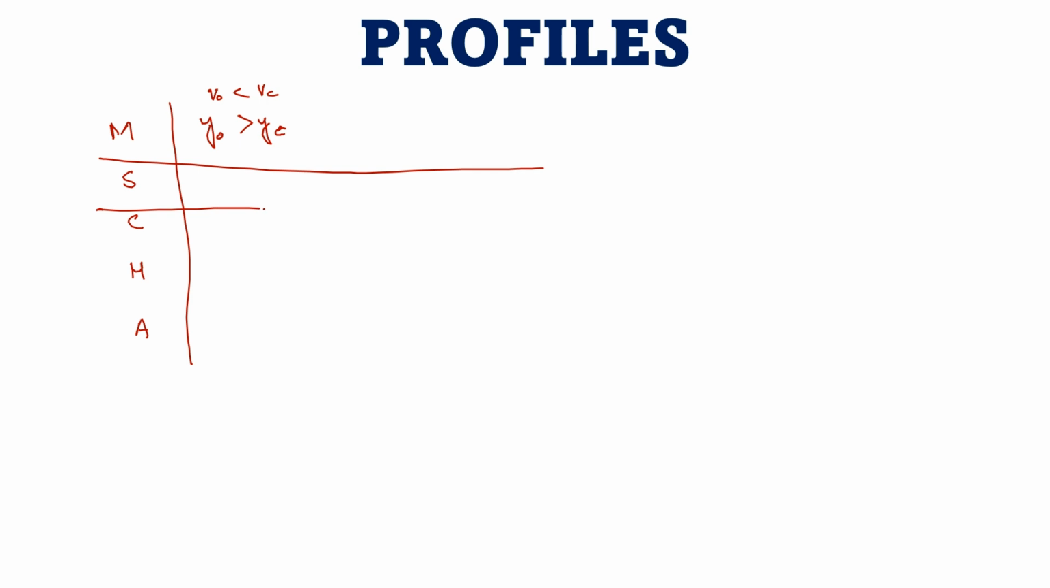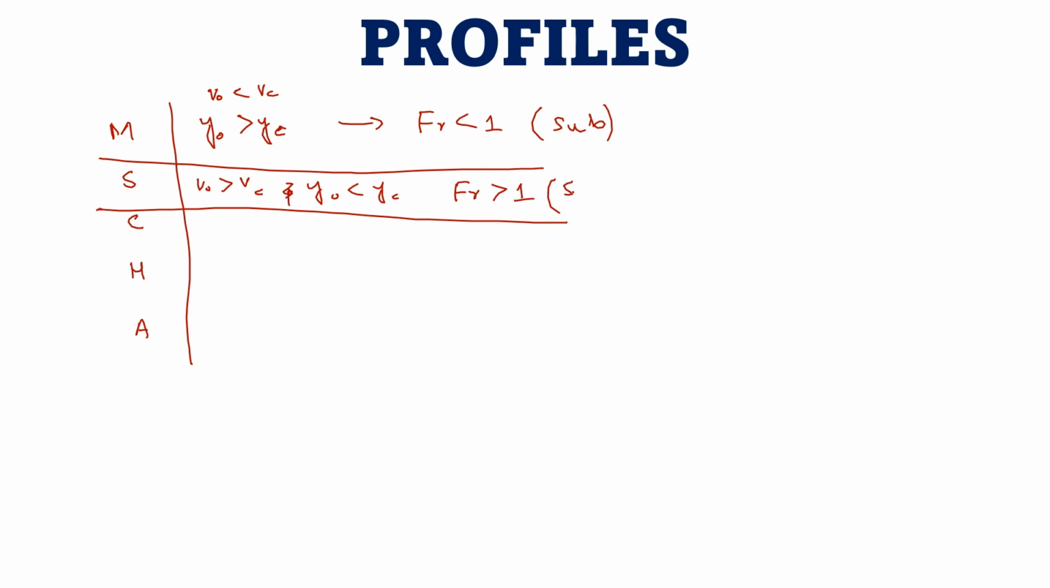In steep slope case, the case becomes reverse as of mild slope. V naught becomes greater than Vc, but Y naught becomes less than Yc. So what will happen? Froude number will be greater than 1, but in the mild case, Froude number will be less than 1. So for less than 1, flow will be subcritical, and for this case, flow will be supercritical.